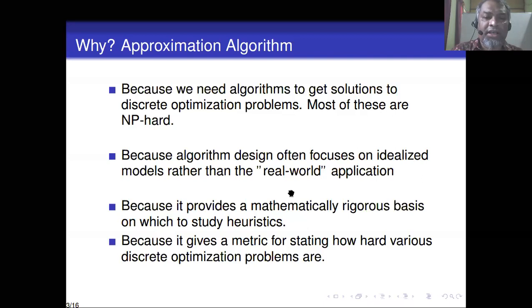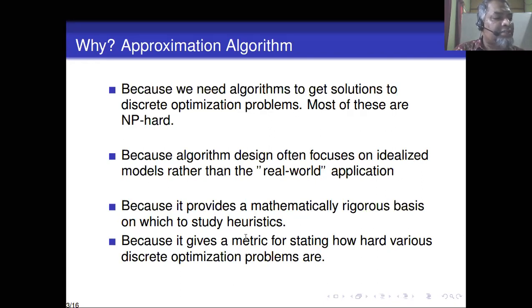And because it gives a metric for stating how hard various discrete optimization problems are. Here, if we study how discrete optimization problems were handled by researchers in the last century: in the early part of the century, researchers were concerned with what kinds of problems could be solved at all by computers in finite time, for example, like the halting problem.